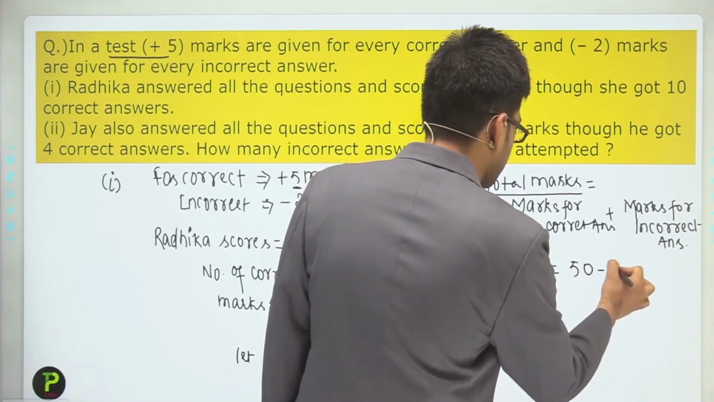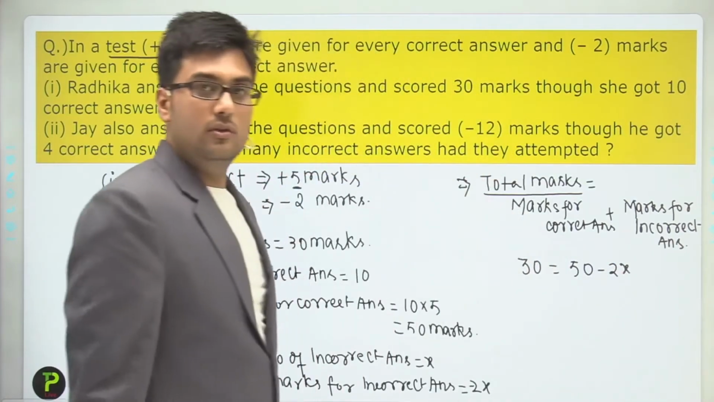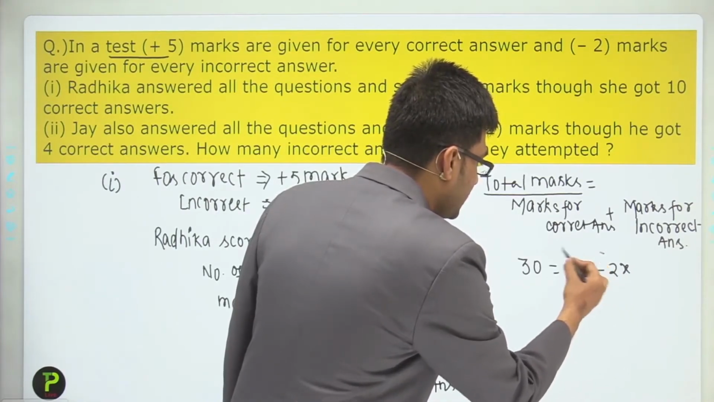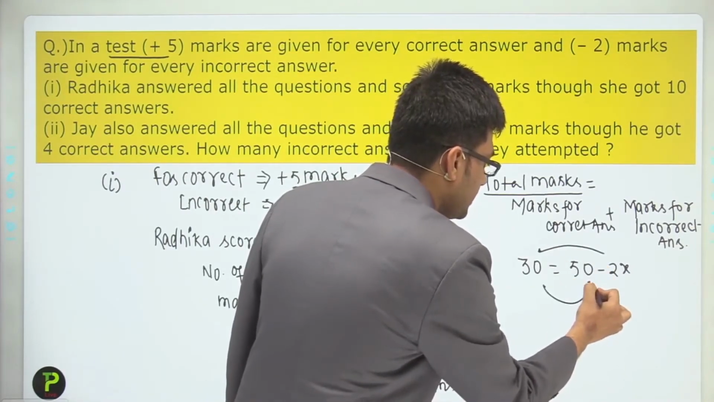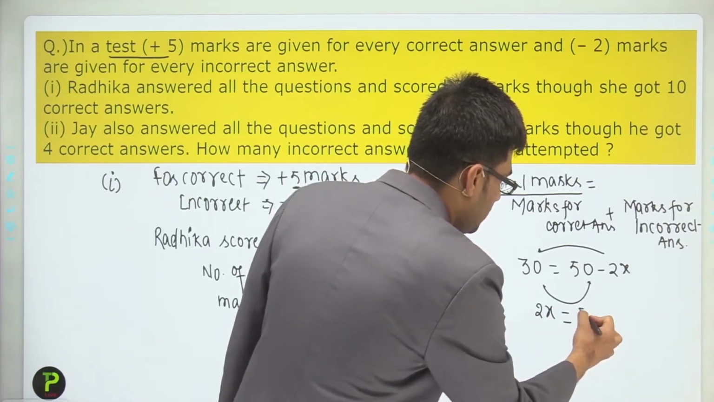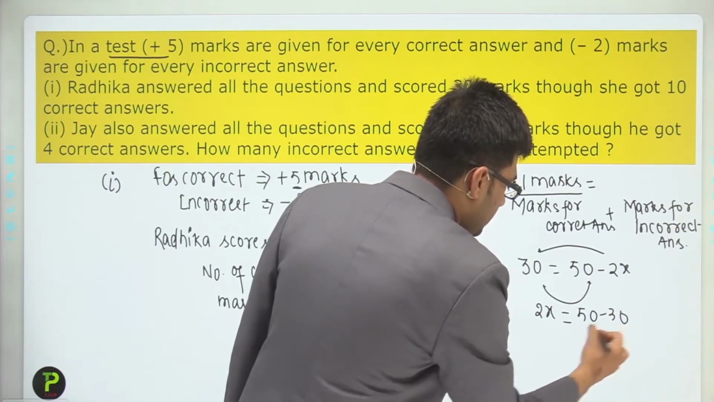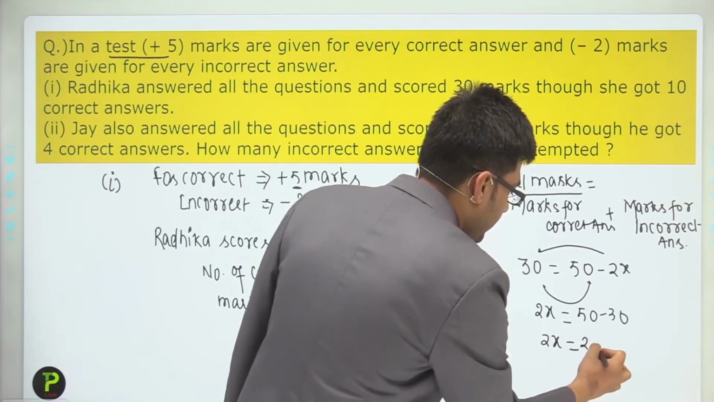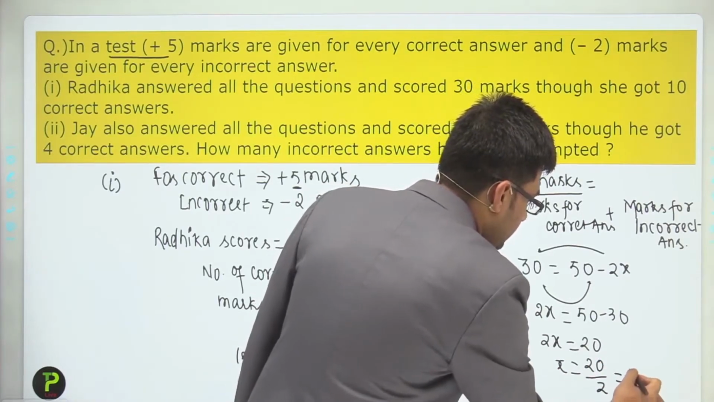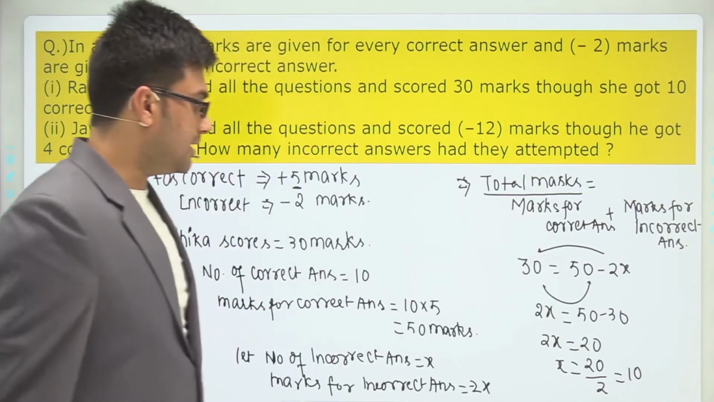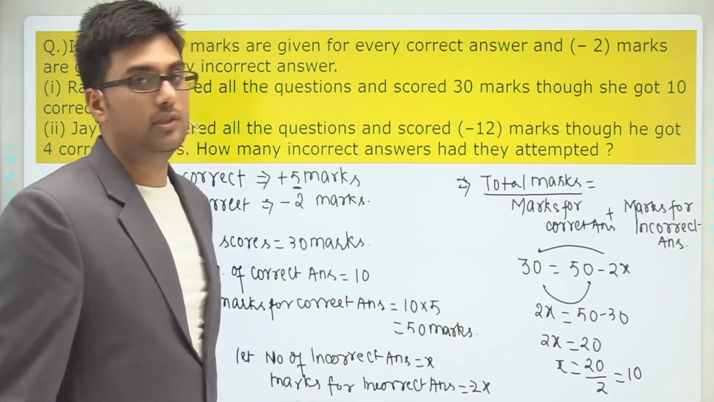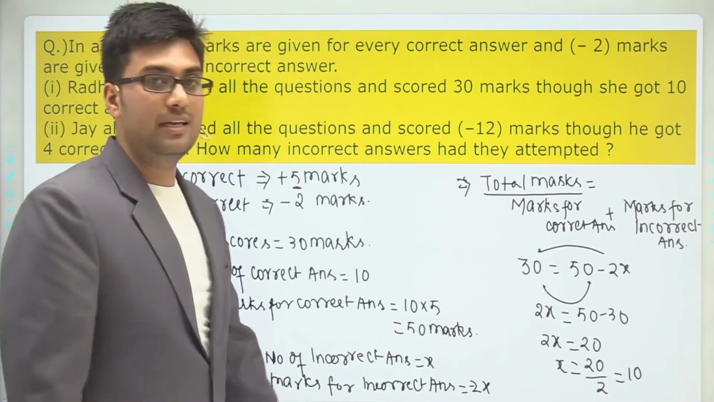50 minus 2x. So students, we can transfer this 2x here and we can transfer this 30 there. Then what will we get? 2x is equal to 50 minus 30. That means 2x is equal to 20. So x is equal to what? 20 divided by 2, that is 10. So students, Radhika attempted 10 incorrect questions.